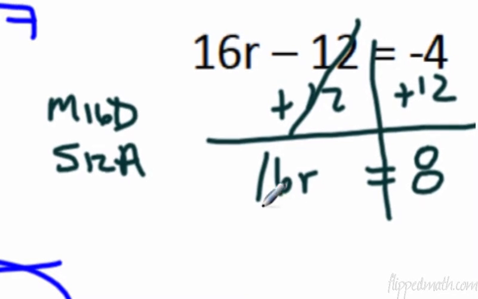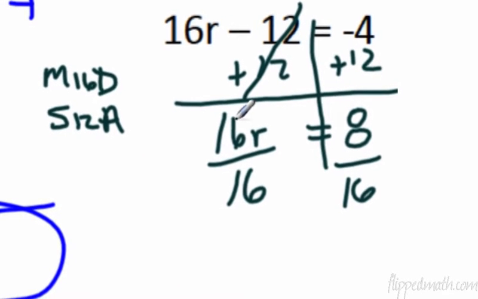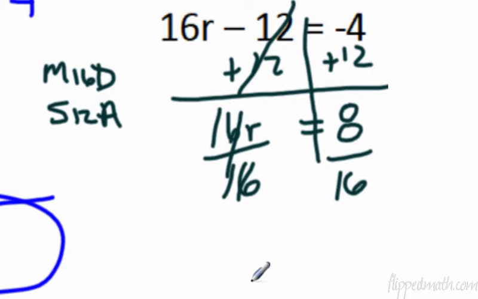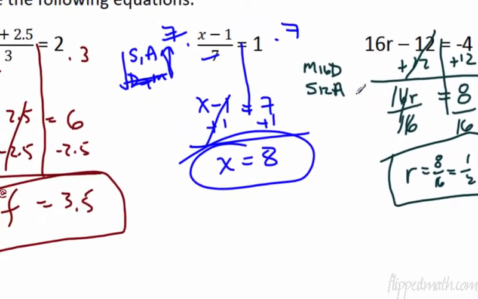All right, now we subtract. Oh, no, not subtract. Now we're going to divide by 16, both sides. That's the opposite of multiplying. They're going to cancel. We get r equals 8 over 16, which you know is 1/2. So that is the last example of that type.